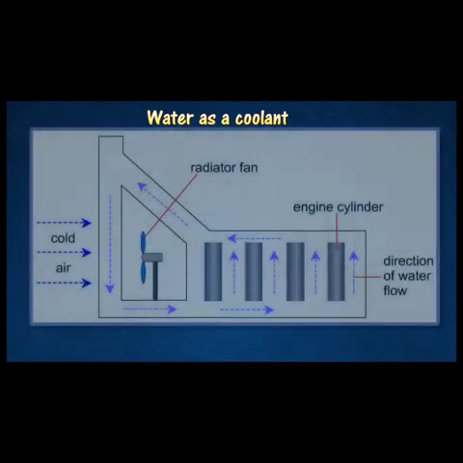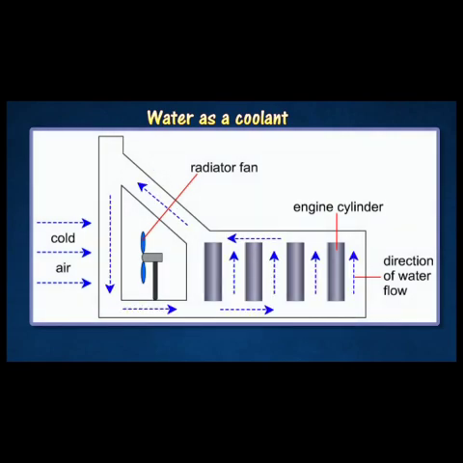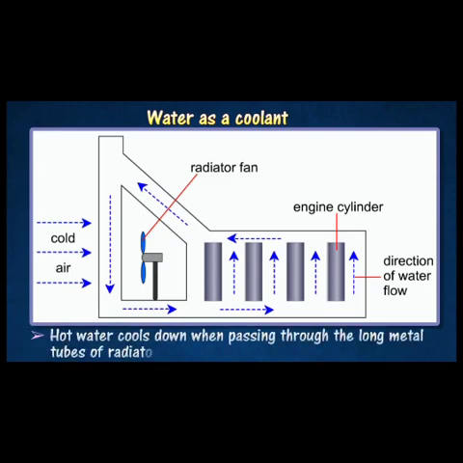Figure shows the cooling system of a car engine. Water is circulated around the cylinders, absorbing heat from them. The hot water is then cooled down again as it passes through the long metal tubes of the radiator. The cooling is aided by air sucked in from outside by the radiator fan.